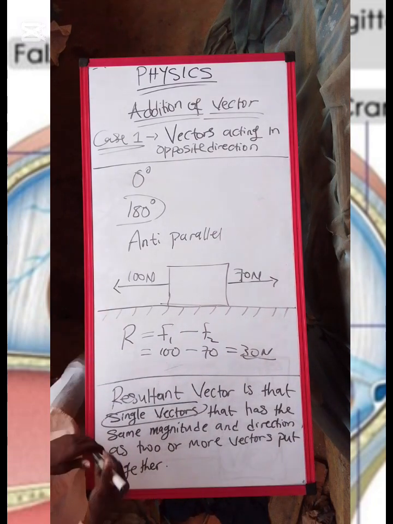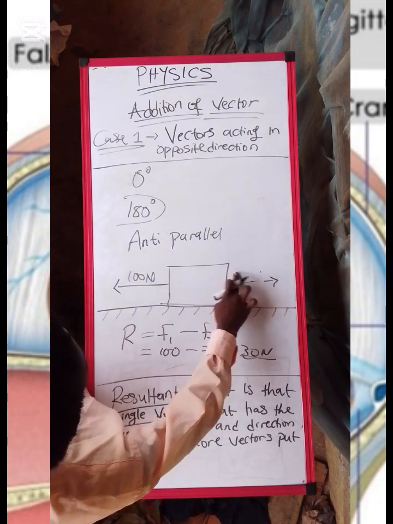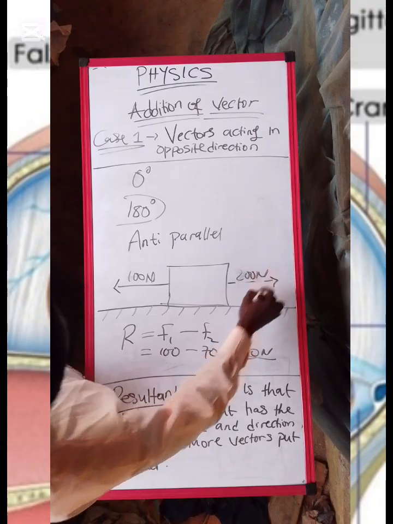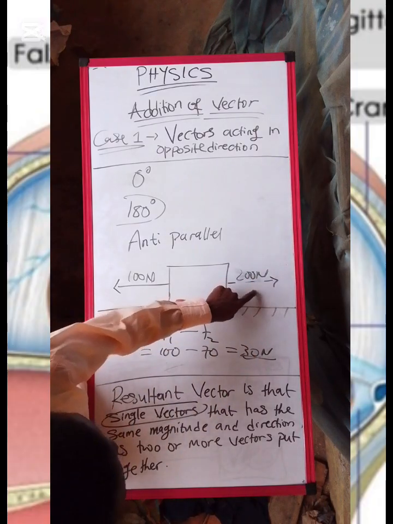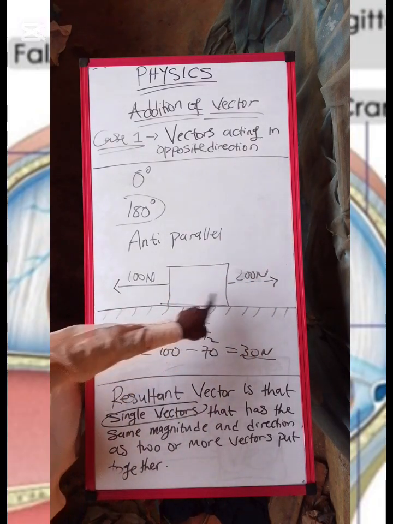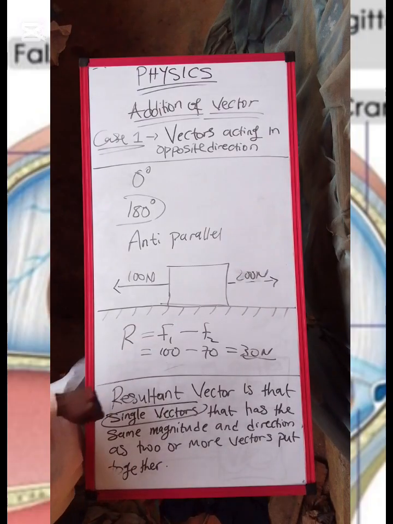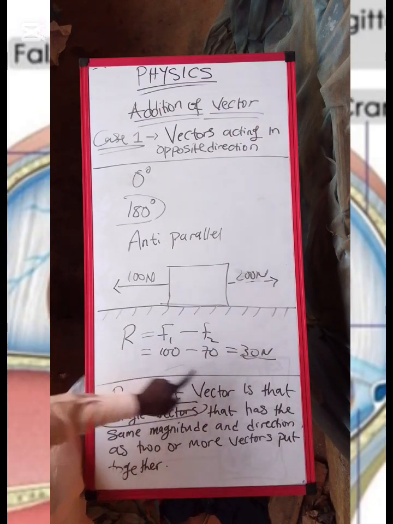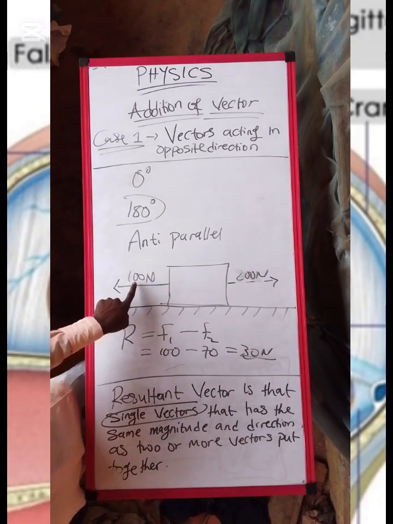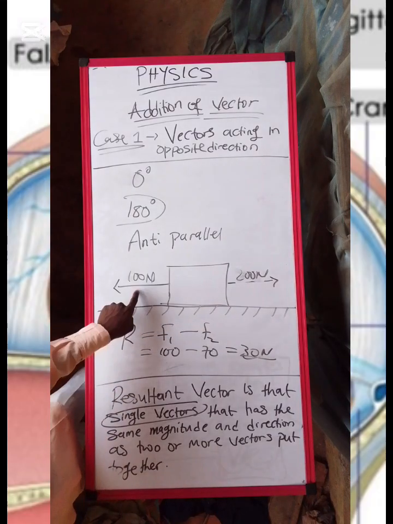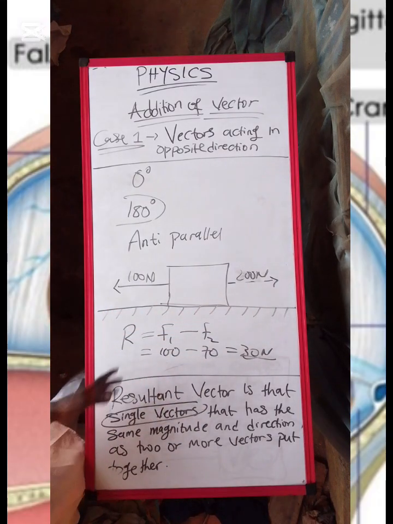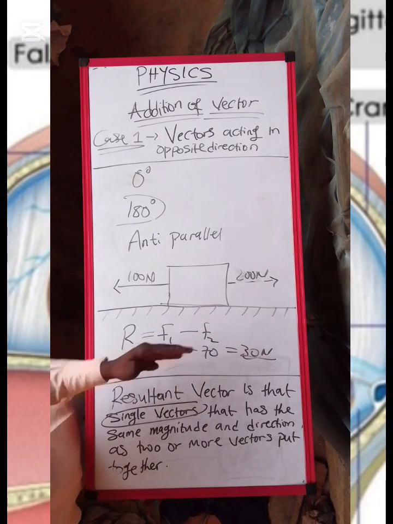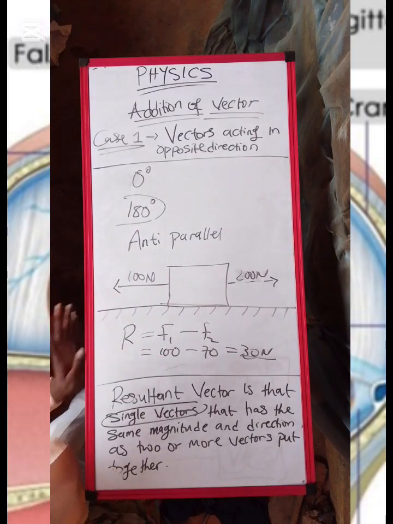Now, if this one is 100 Newton and this one is 200 Newton, at this point this one becomes F1 and the other becomes F2. The largest one among them will always be your F1, so that you get a positive answer. Because if it were taken the other way, it would be 100 minus 200, which gives minus 100, which we are trying to avoid because you cannot get a negative answer for this kind of situation.